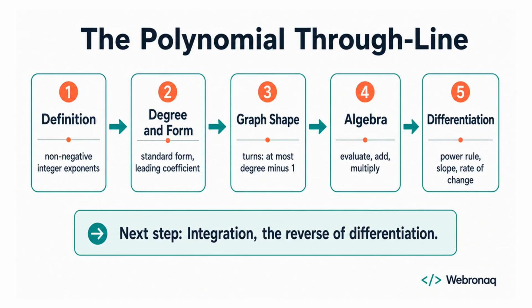And then we differentiated using the power rule, turning f of x equals 4x cubed plus 3x squared minus 2x plus 7 into f prime of x equals 12x squared plus 6x minus 2 in seconds. The key takeaway is simple. Polynomials are the entry point to calculus because they are easy to differentiate and integrate precisely. The natural next step is integration.